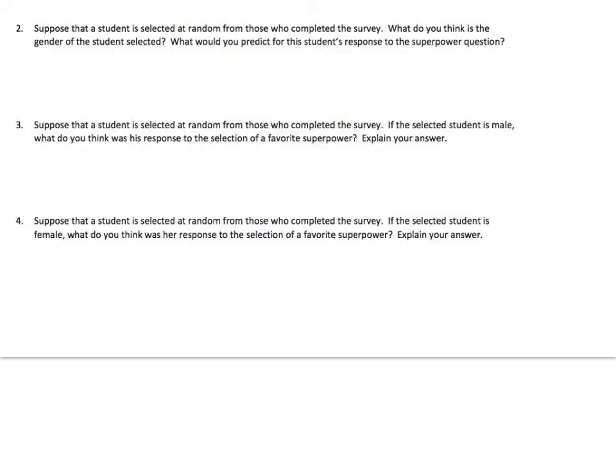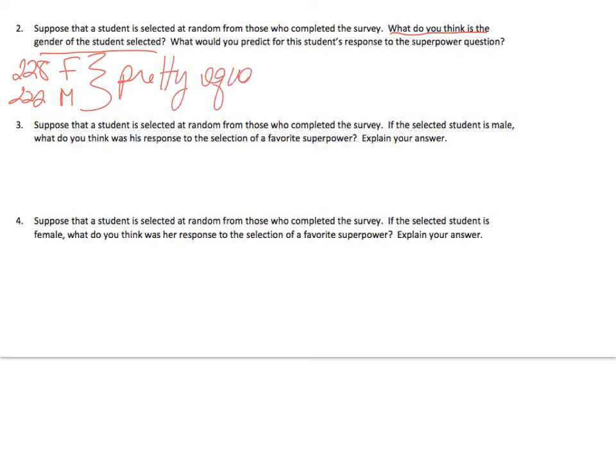Suppose that a student is selected at random from those who completed the survey. What do you think is the gender of the student selected there? So let's start there. Well, since we had 228 females and 222 males, I believe that we have pretty equal chances of getting a male or a female.